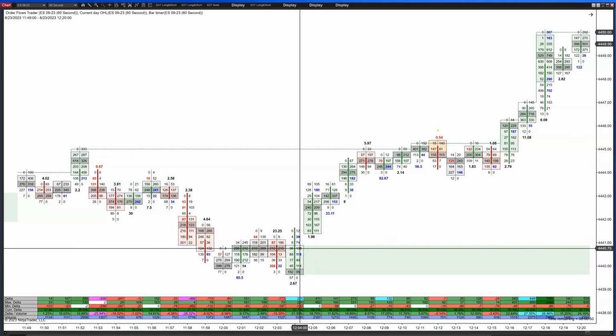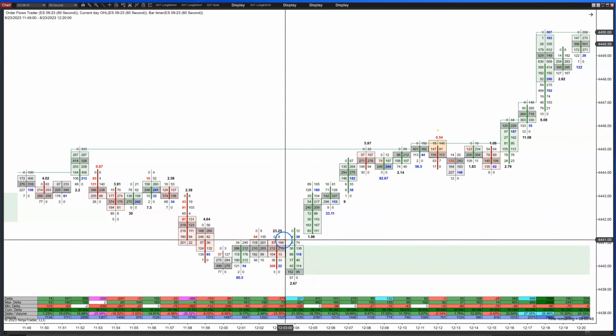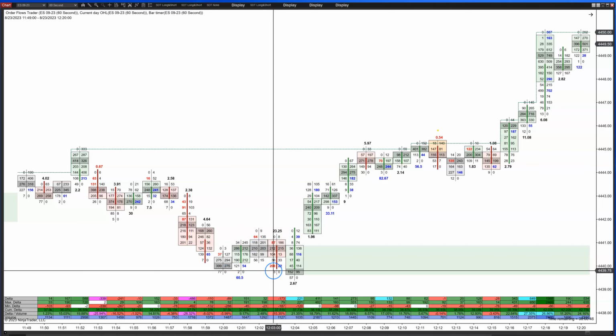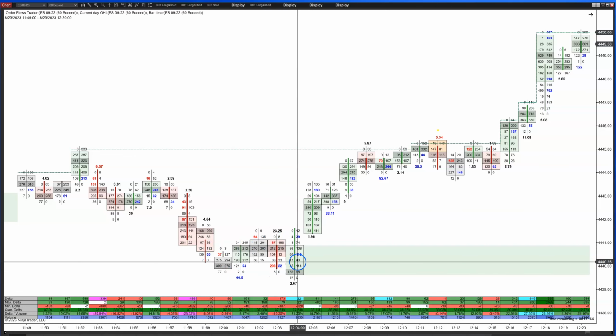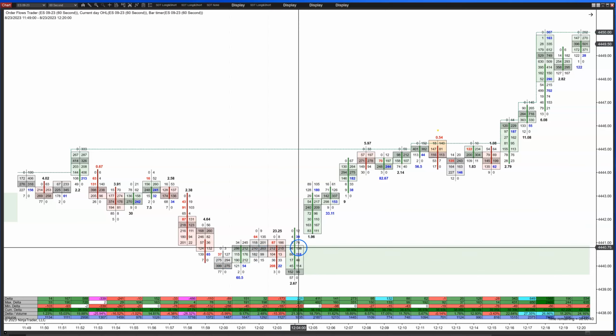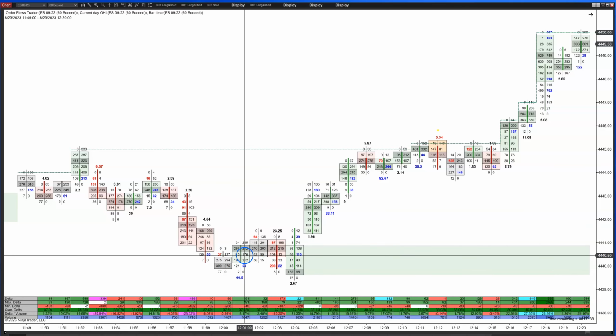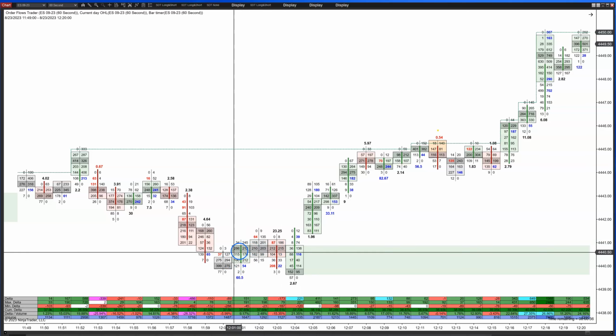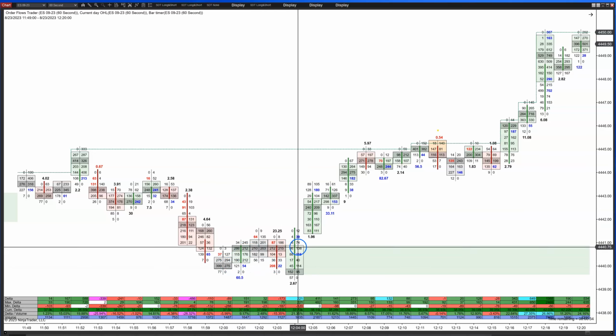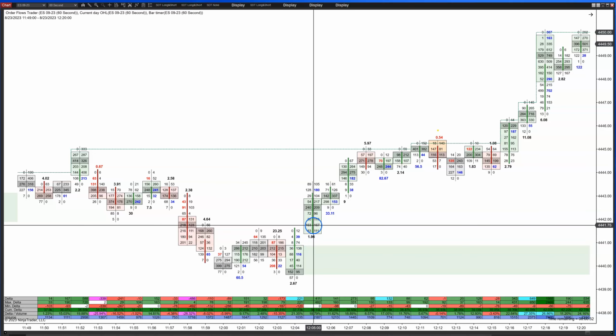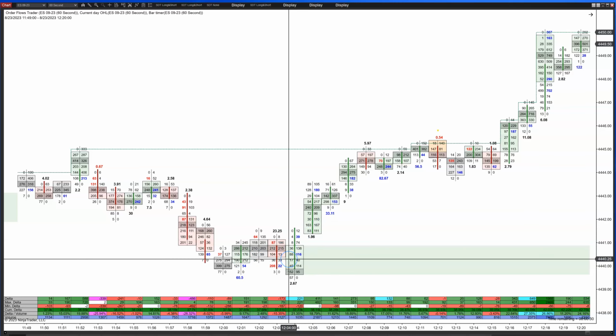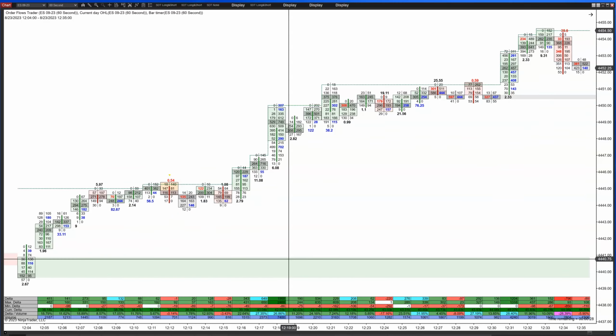What I like to see is an area where the market's been balancing. How can I tell if a market's been balancing? Well, if I've got several value areas that are overlapping, in this case 1 bar, 2 bars, 3 bars, 4 bars, 5 bars, the value areas are overlapping. Now we're starting to break out of this little balance that took place over 5 minutes. This is a 1-minute chart.